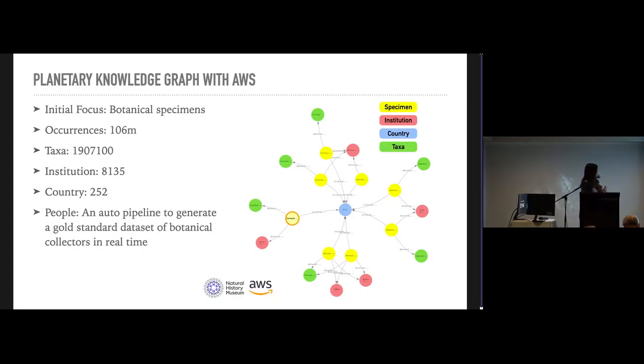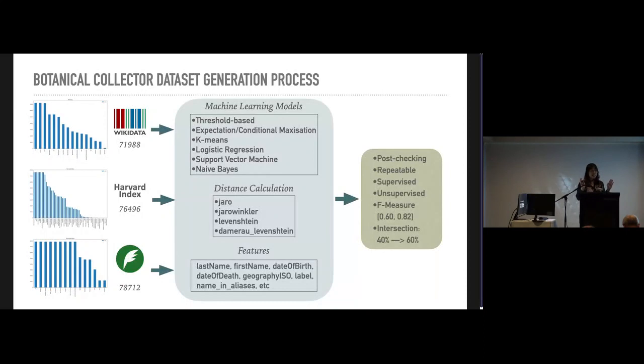So for the people, this comes to a really struggling problem, which is collector name disambiguation. This caused a nightmare for me and my colleague Ben, in generating a standardized dataset that can be used for this POC on the knowledge graph. We tried to aggregate the Wikidata botanical collector records, Hubbard index and binomials, and all the numbers listed here are the number of records we aggregated. And what's listed on the left is what we extracted from the open source. As you can see, those are the columns of the entity.